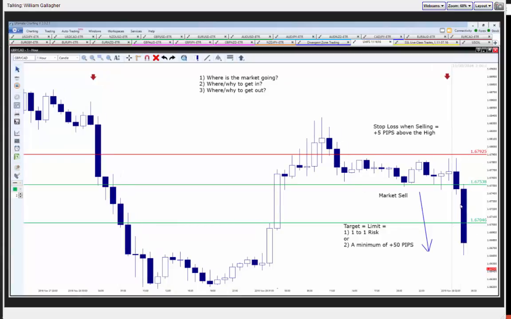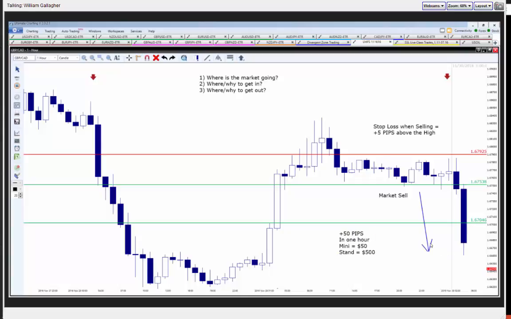So 1 hour later, bam. The market quickly goes down, triggers our limit, and we just captured 50 pips on that trade. Not too bad. Within 1 hour, 50 pips. If you're trading a mini lot account, at $1 per pip, you just made about $50 in that 1 hour. If you're trading a standard lot, you just made about $500 in that 1 hour. Not too bad. So very quickly we got in and out of the market.